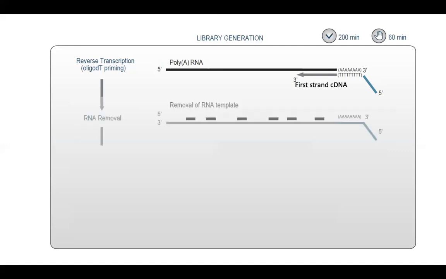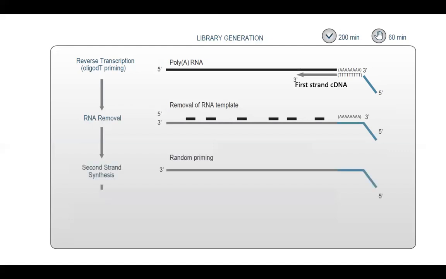And the next step is that the RNA will be degraded. So with an RNA degrading enzyme, the RNA is completely removed, leaving a single strand of cDNA with a poly-A tail in the end, or an oligo-dT, no, poly-T tail in this case, and the adapter.